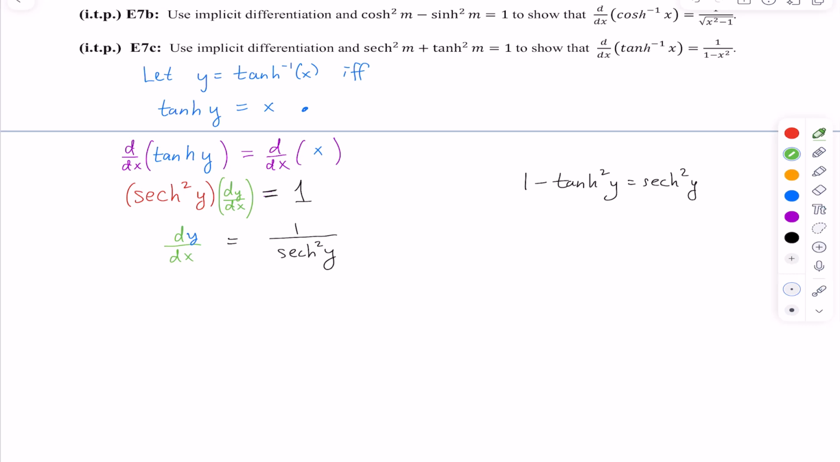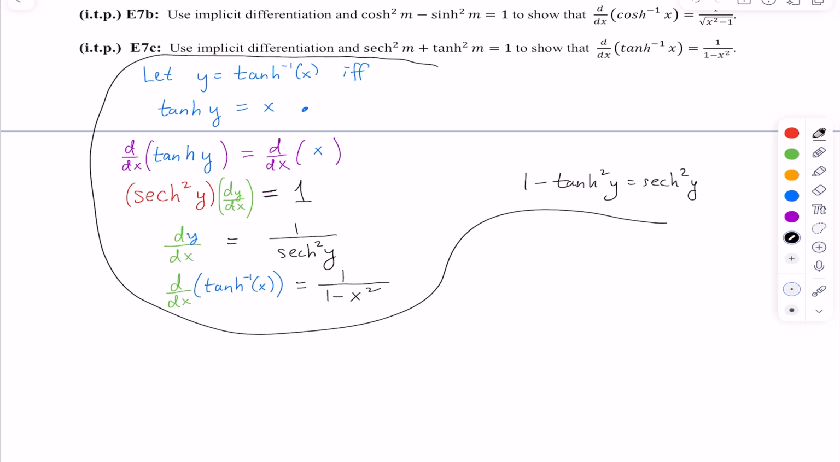We're ready to substitute everything in. What's y? Y was the inverse hyperbolic tangent of x. And on the right-hand side, that's simply 1 over 1 minus x squared. We got everything. The beauty of algebra.